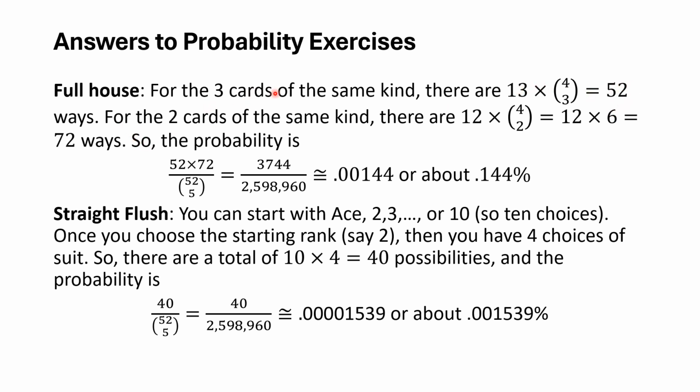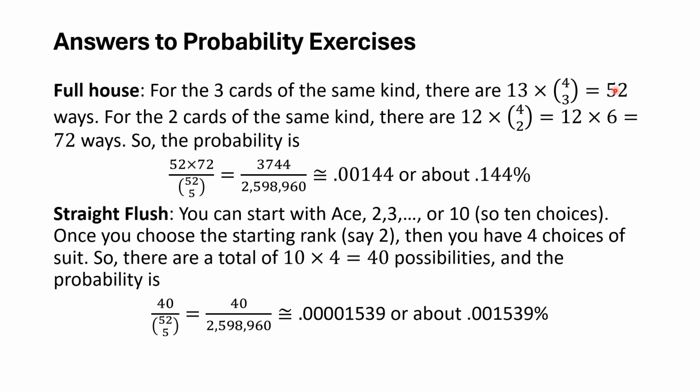And then once you've picked the kind, you have 12 choices for the kind of the 2 cards. So for example, you might have 3 5s and then 2 aces. And so there's 12 ways to pick the second kind because you already used up one here. And then out of the 4 cards of the kind you pick, say ace, there's 6 ways, 4 choose 2, 6 ways of picking 2 aces out of 4 or whatever particular rank you have for your second type here. So you get 12 times 6, and that's 72.